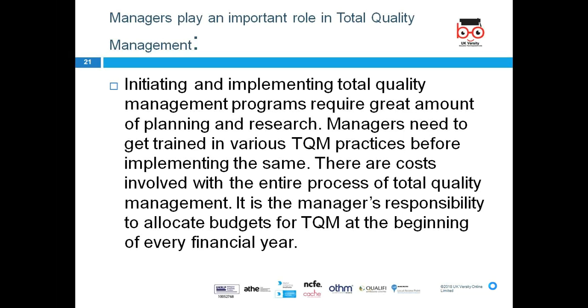Continuous development. Managers play an important role in total quality management. Initiating and implementing a total quality management program requires great planning and research. To plan and do research, managers need to get training. That's why the training manager sends them for training in different places, maybe industry to industry training as well.